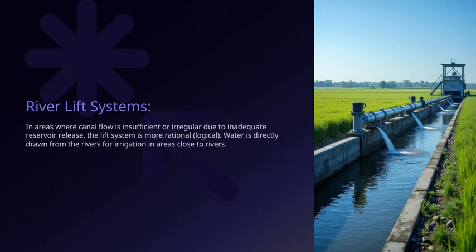Let's talk about river lift systems. In areas where canal flow isn't sufficient or becomes irregular, often because of inadequate reservoir releases, these lift systems become a more practical solution. Essentially, when the canal can't reliably supply water, we turn directly to the rivers. Water is drawn straight from the river itself to meet irrigation needs.